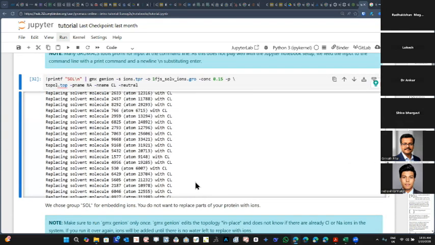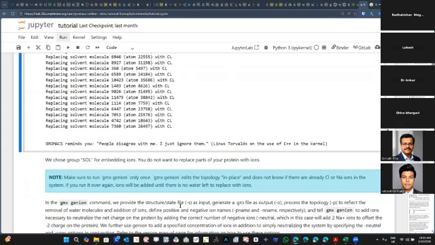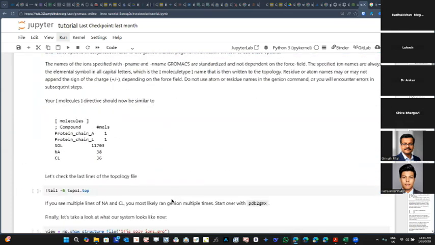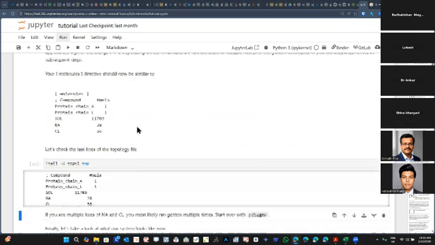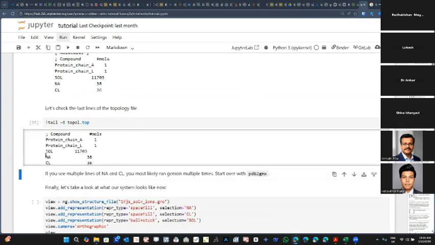So I replace the water molecules with the ions and neutralize the system. The neutralization is done. And if I look at the topol file, you will see the topol got updated, saying that sodium, there are 38 ions, and chlorine, there are 36 ions. So far, is it clear?